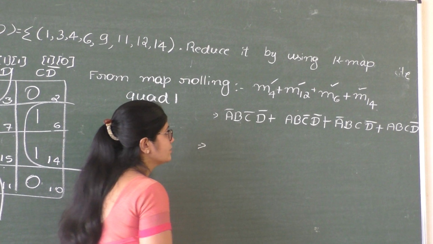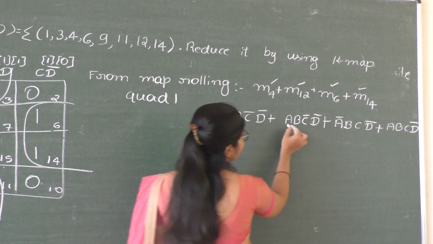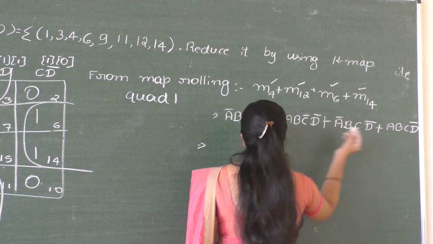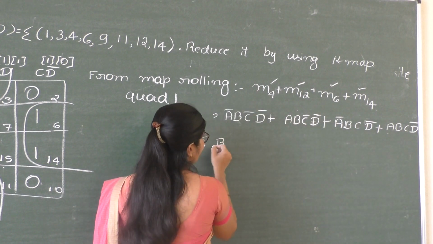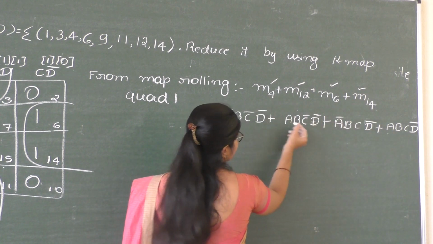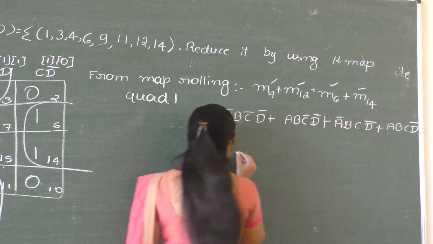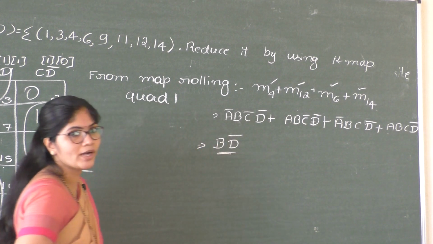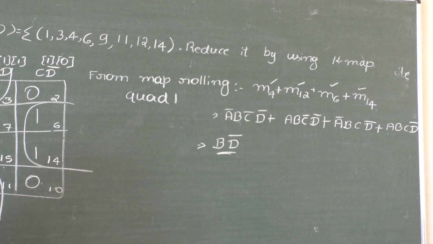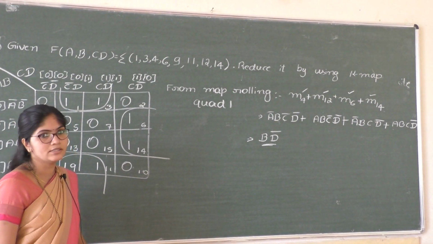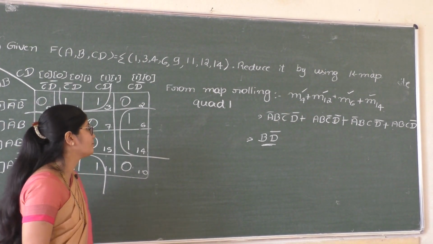Common variables in the minterms: A bar is not common. Next B, yes, B is the common variable, write the variable. Next C bar is not common. Next D bar, D bar is the common variable. So from map rolling quad 1 we got the minterm B D bar. Minterm means product of all the literals with or without bar.